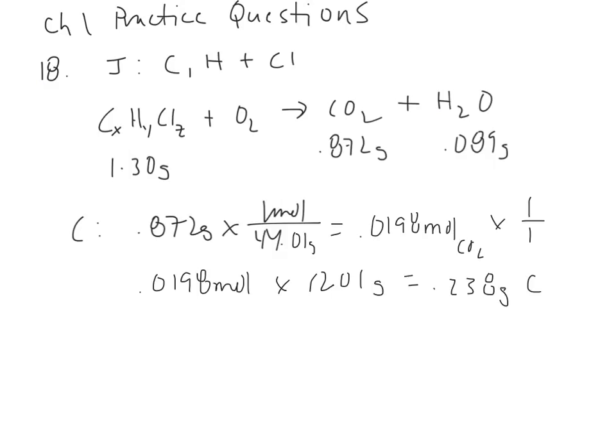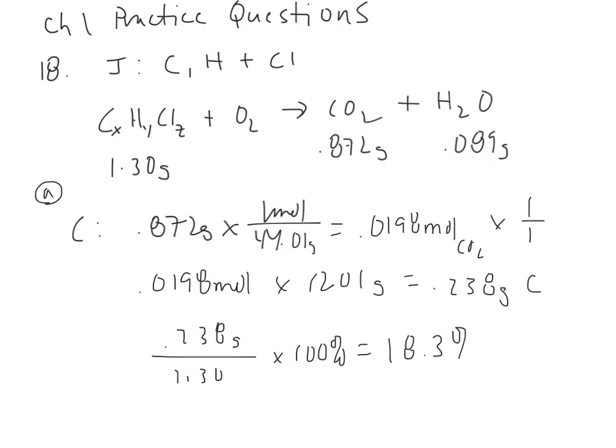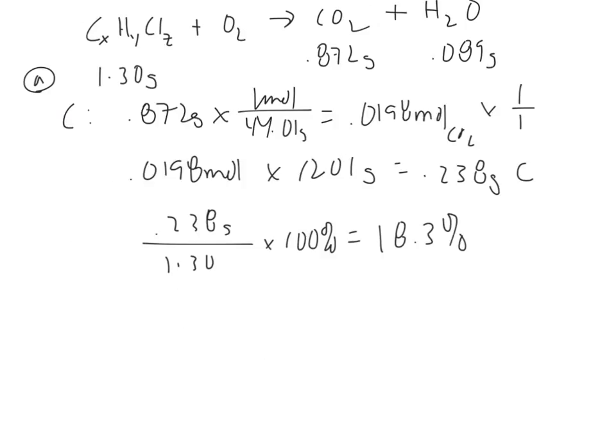And then the other thing they're asking us to do in part A here is determine the percent of carbon and hydrogen. So my 0.238 grams of carbon out of my original 1.3 times 100% lets me know I have 18.3% carbon. So I'm going to follow a similar process for my hydrogen.